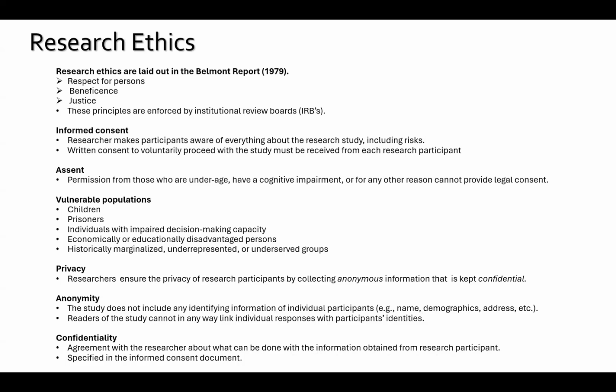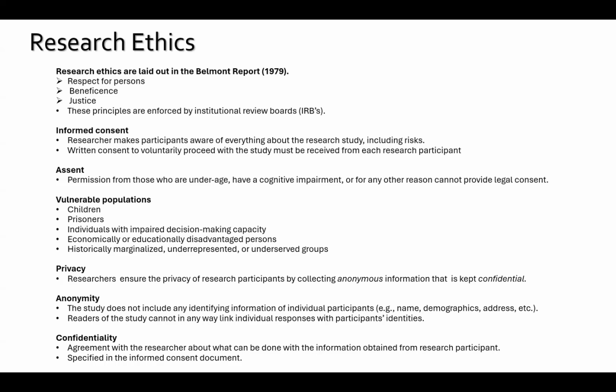Written consent to voluntarily proceed with a study must be received from every single research participant. And in the case of participants who are underage, have a cognitive impairment, or for any other reason cannot provide legal consent, the term is called assent. And so we get assent from vulnerable populations, being children, prisoners, people with cognitive impairments, etc. These, as I say, are the vulnerable populations. Also including economically and educationally disadvantaged persons or groups, and historically marginalized, underrepresented, or underserved groups.